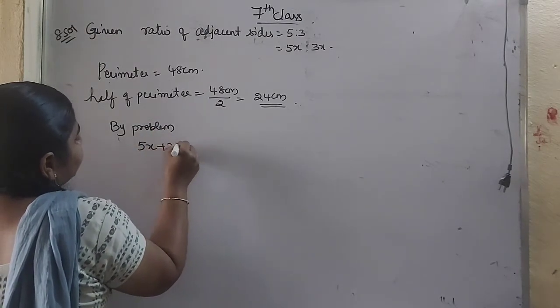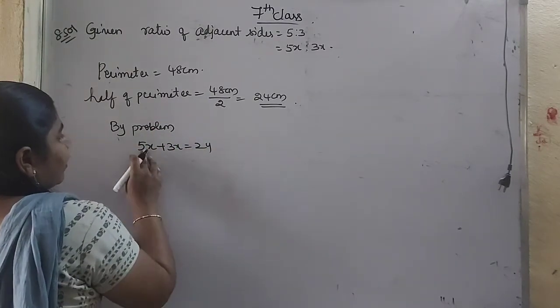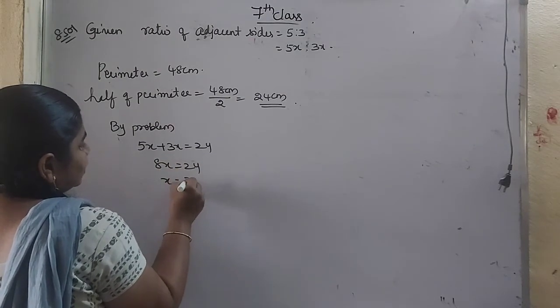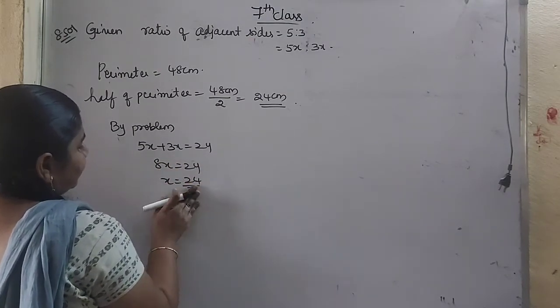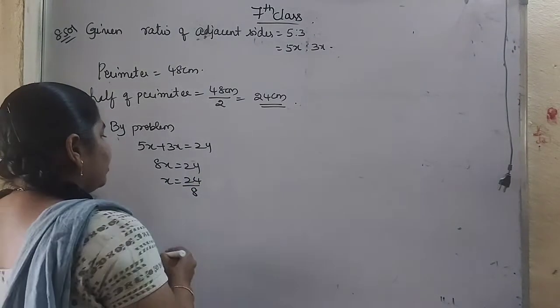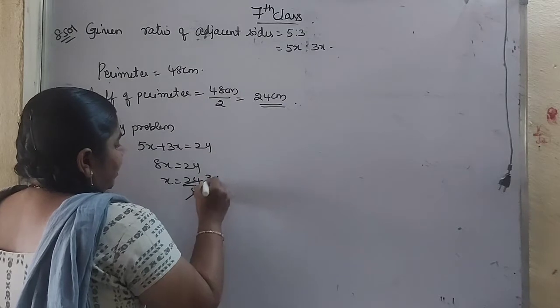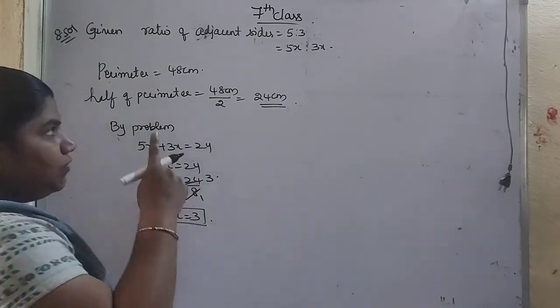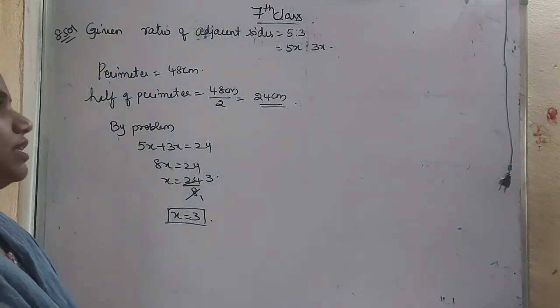So by the problem, 5x plus 3x will be equal to 24. 5 plus 3 is 8x equal to 24. So x is equal to 24 by 8, because 8 is in the form of multiplication. If you transpose, that will become division. 8 threes are 24. So x is equal to 3. So this 3 we have to substitute in the adjacent sides values.